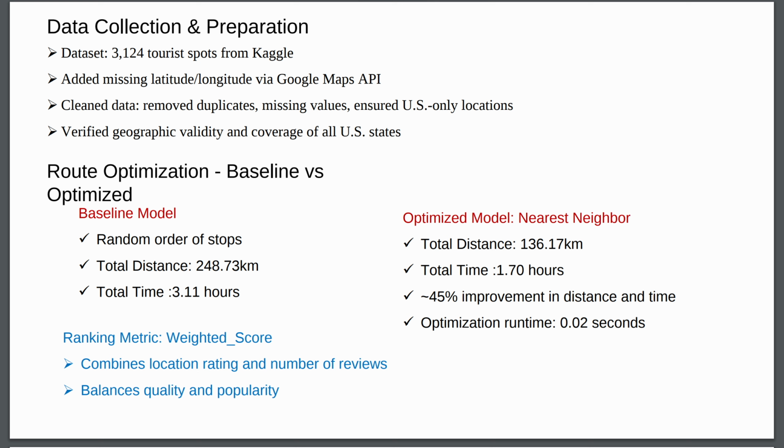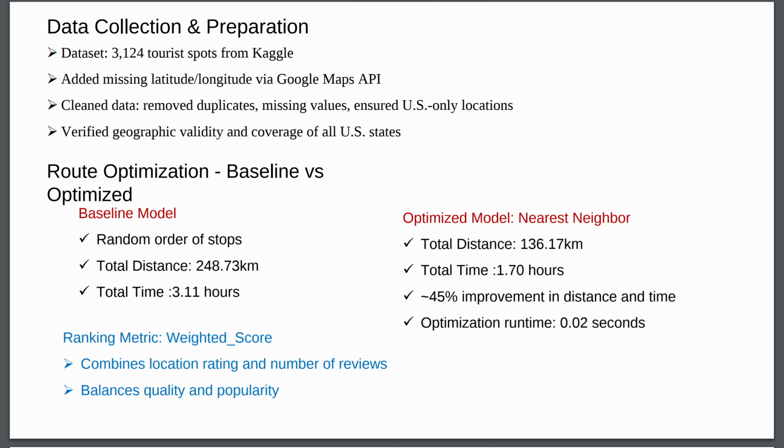The initial stage involved importing essential libraries and loading a large dataset from Kaggle containing 3,124 tourist destination records across the USA. Since latitude and longitude data were missing, critical for route calculation, these geographic coordinates were obtained through the Google Maps API and appended to the dataset.